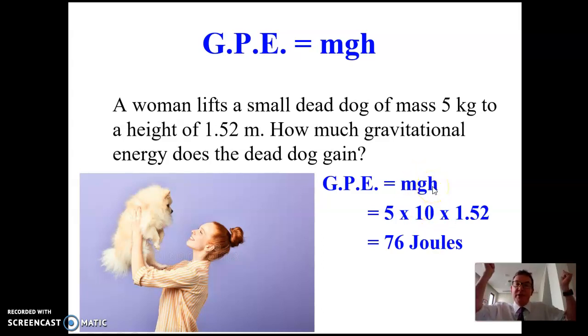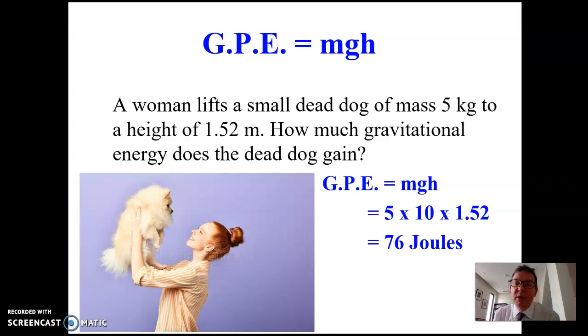And of course, we've lifted it up. The height of the dog is now 1.52 meters. This formula must use meters, like all other formulas. You stick that in your calculator, so it has gained 76 joules of gravitational potential energy. Remember, that's because the woman did work by lifting the dog, and that work was turned into gravitational energy.